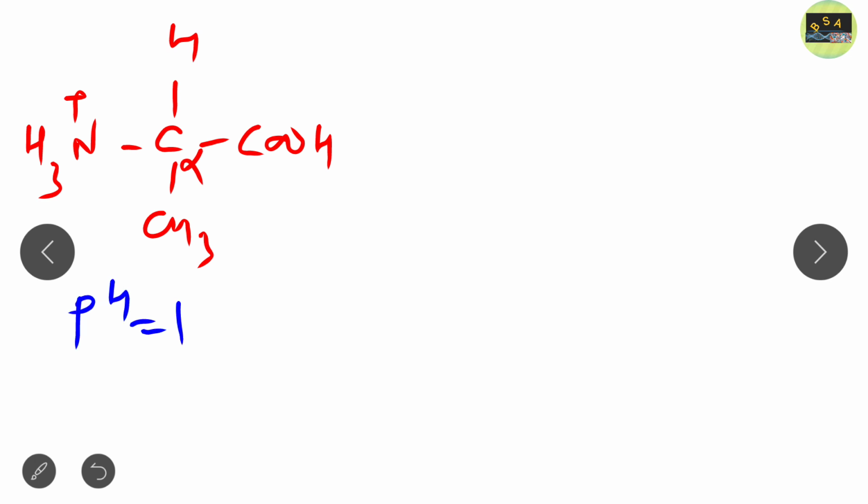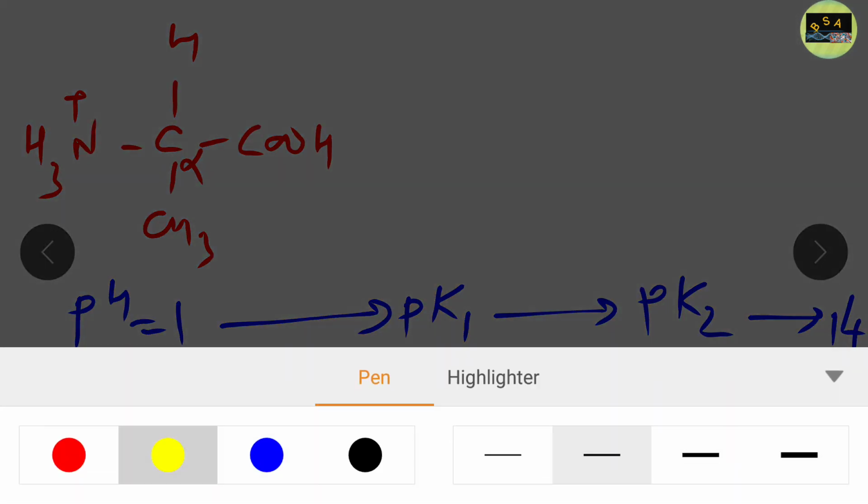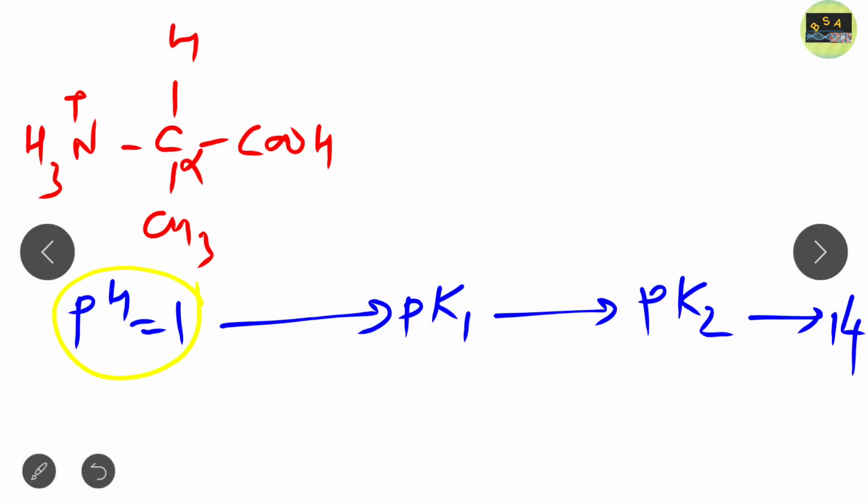We have to go from pH 1 to pK1, to pK2, to pH 14. Clear? So first we have to consider pH 1, then pK1, then pK2, and then pH 14. Here no pKr is present. We will see pKr in our next lecture. It applies in the case of ionizable groups, or you can say polar groups.